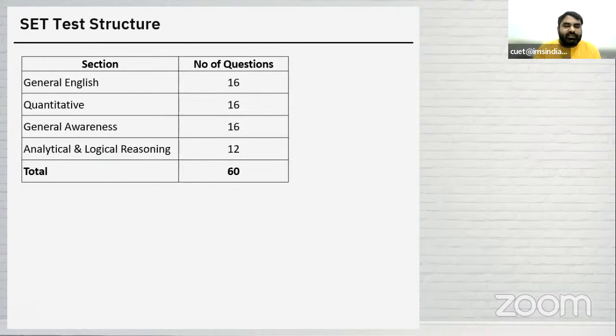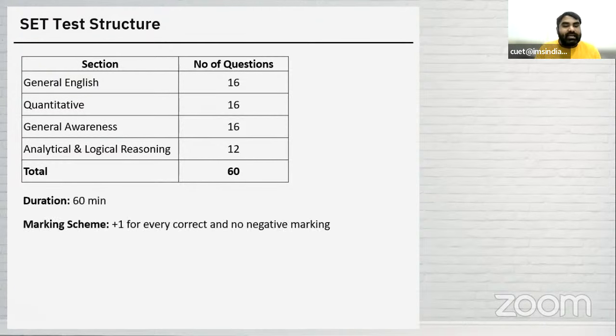You have 16 questions from general English, 16 from quantitative, 16 from general awareness, and 12 from analytical and logical reasoning. So this was the format. The duration was 60 minutes, and the marking scheme was one for every correct. And there was no negative marking, which means again it was expected that आप सारे के सारे 60 questions को attempt करो.